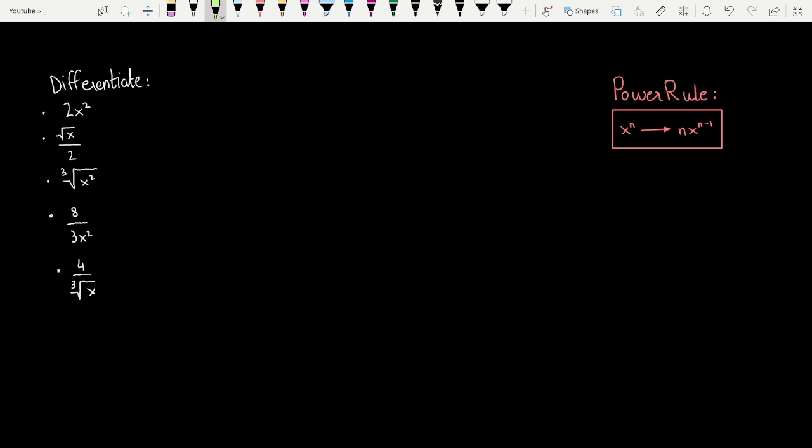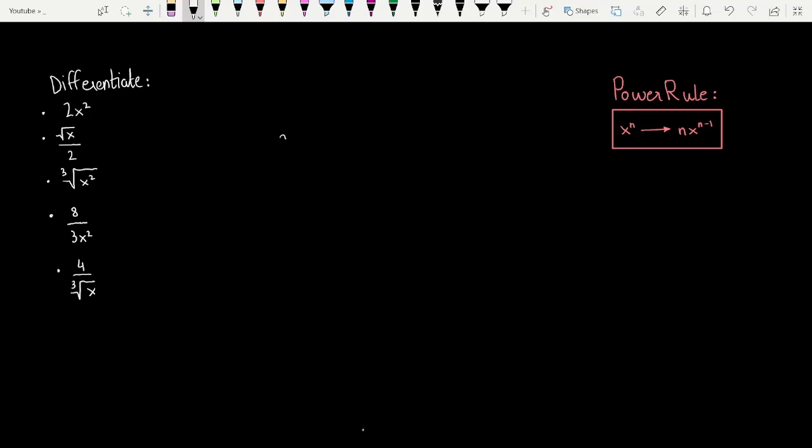Let's look at a few difficult examples of differentiation, and this time we're basically, again, just using the same power rule, but with some variations. So we differentiated something really easy in the previous video, which was just x squared. In this video, we're going to be differentiating something a little bit more difficult than that. And the first example that we have is basically differentiating 2x squared.